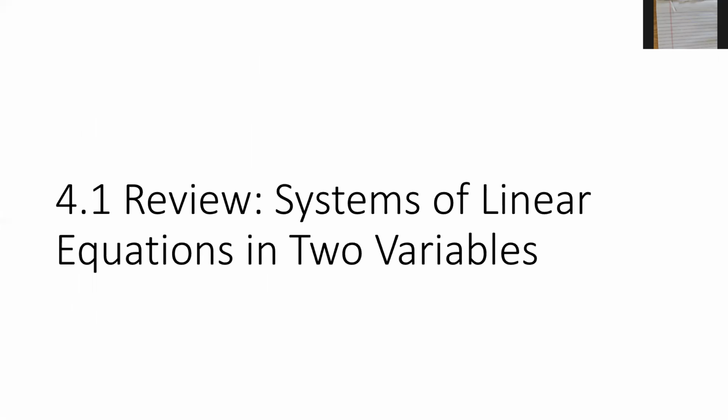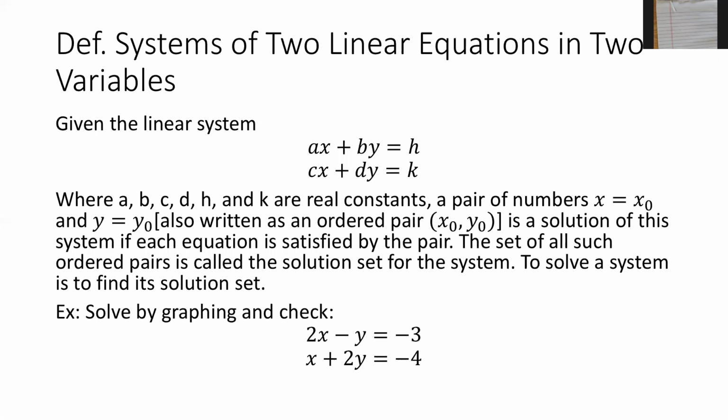So 4.1 is review of systems of linear equations in two variables. So a lot of you guys might have already seen this. I'm going to make this a little bit smaller or just move it over here. Given the linear system ax plus by equals h, cx plus dy equals k, where a, b, c, d, h, and k are real constants, in other words, just numerical values, a pair of numbers x equal to x sub 0 and y equal to y sub 0, we also write that as an ordered pair, is the solution of this system if each equation is satisfied by the pair.